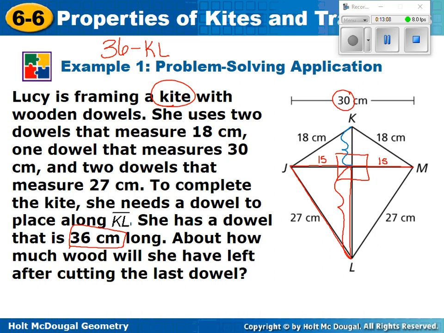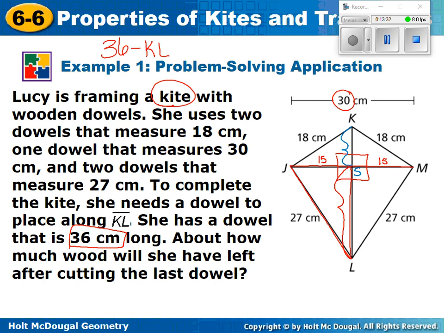So first thing we're going to do is what Elijah said. I'm going to come down here, and I'm just going to go ahead and label this so we can talk about it, and I'm going to call this point S. Okay? So we're looking at this triangle JSL. That's the first one he mentioned. JSL. This was a right angle. This was 27. This was 15. Using a squared plus b squared equals c squared.